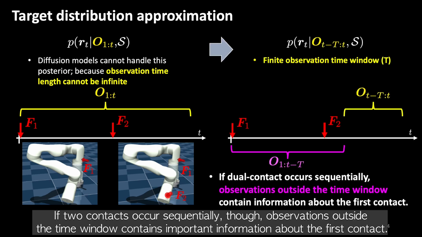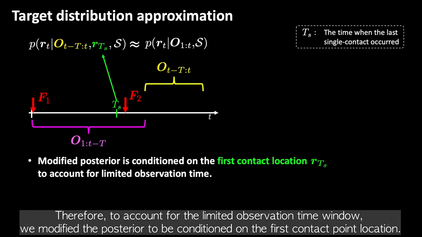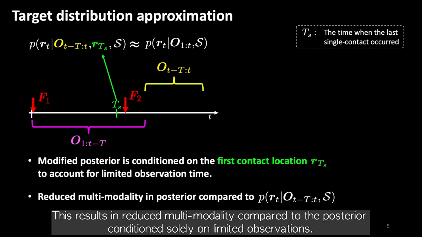If two contacts occur sequentially though, observations outside the time window contain important information about the first contact. Therefore, to account for the limited observation time window, we modified the posterior to be conditioned on the first contact point location. This results in reduced multimodality compared to the posterior conditioned solely on limited observations.